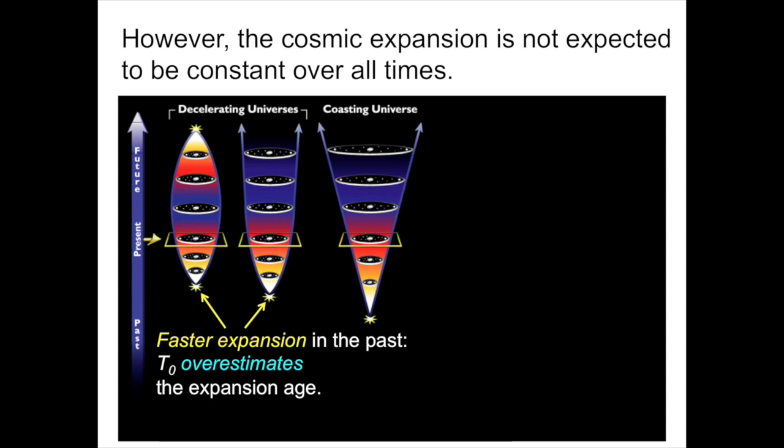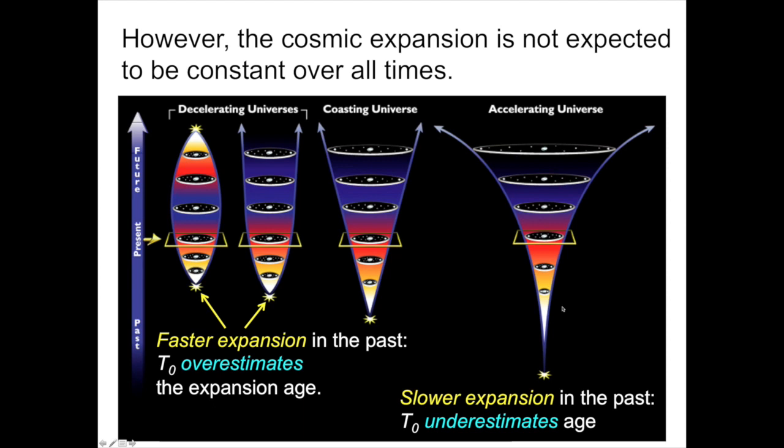But as a consequence of having driven fast at the beginning and slow towards the end, I nonetheless reach my destination earlier, because my measurement of my speed now is not a representation of the speed I was driving over the entire trip. So too with the expansion of the universe. If the universe was expanding faster in the past, then I will have reached galaxies at their observed distances with their observed speeds earlier than I would if the expansion of the universe was constant, and therefore a faster expansion in the past will mean that the Hubble time overestimates the expansion age.